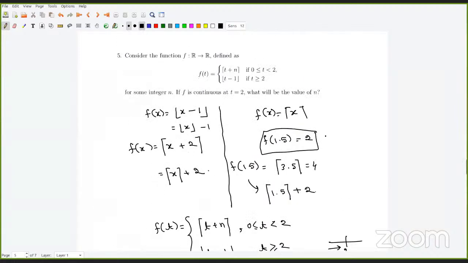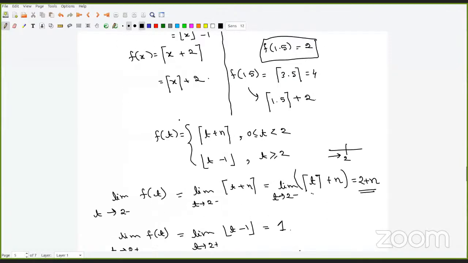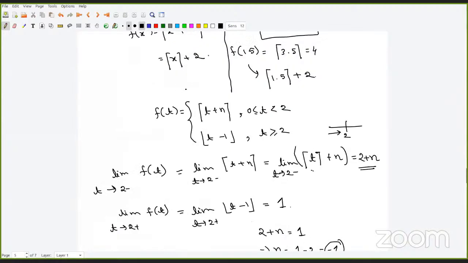So whenever we have some integer value shift, we can break the floor function and ceiling function like this, right? If it is floor of x minus 1, then I can break it as floor of x, minus 1. If it is ceiling of x plus 2, I can break it as ceiling of x, plus 2. And then we know how to calculate the limit of the floor function and ceiling function, right?